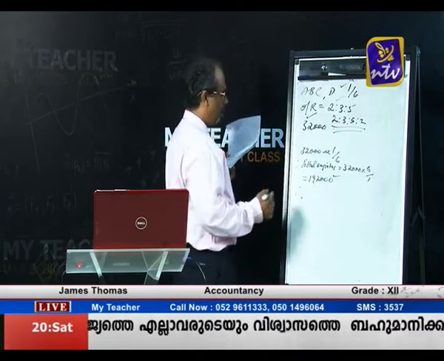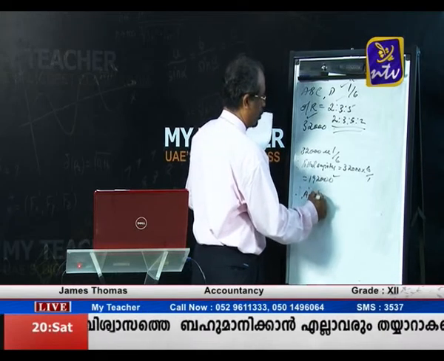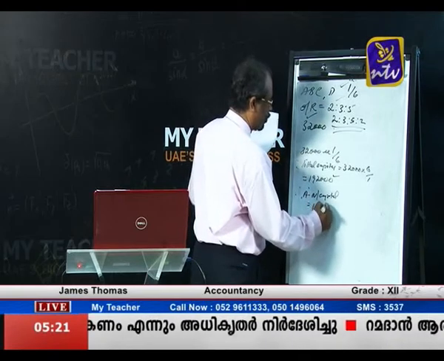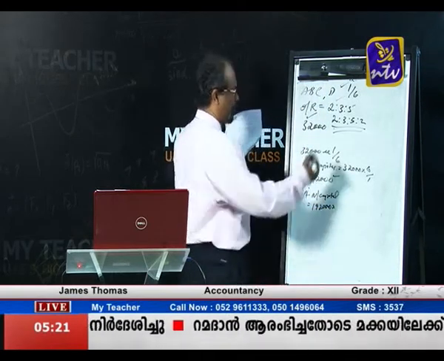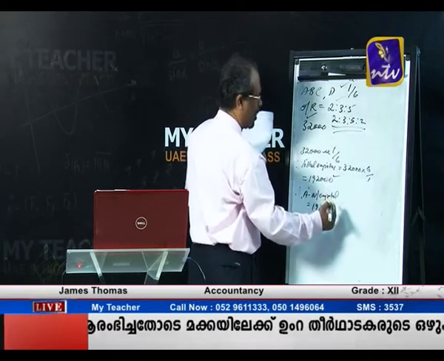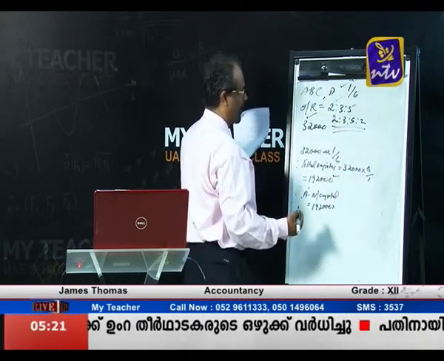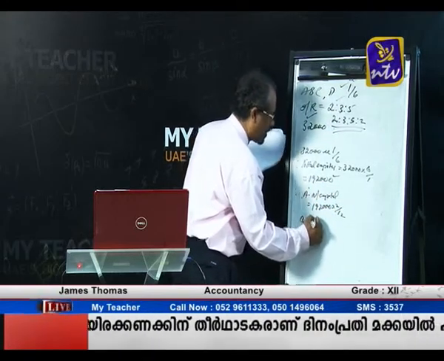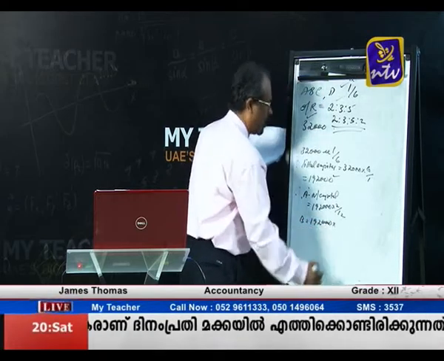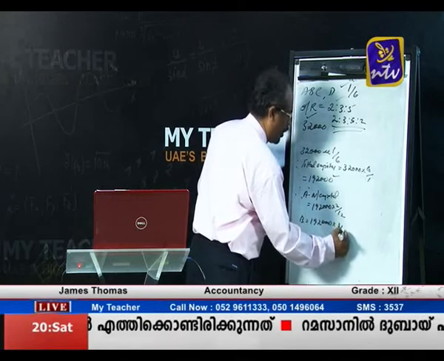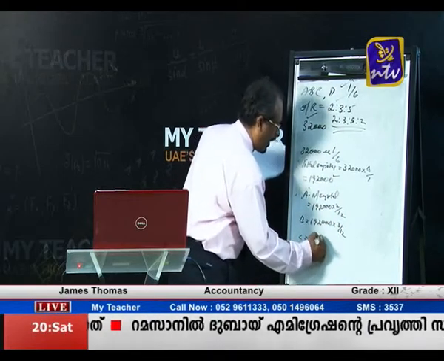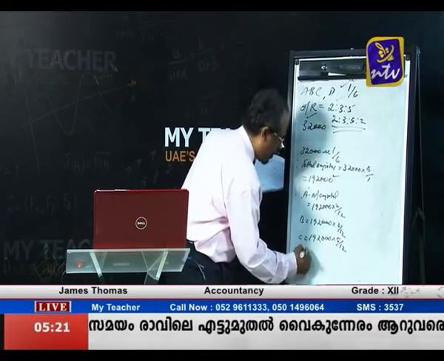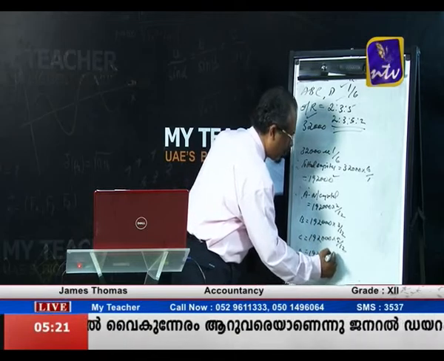Therefore, A's new capital is equal to 1,92,000 into their new ratio. You can see 2:3:5:2. That means 2 plus 3 plus 5 plus 2, that is 12. So 2 by 12 is for A, and B's capital is 1,92,000 into 3 by 12. And C's capital is 1,92,000 into 5 by 12. And D's capital, we know, 1,92,000 into 2 by 12.